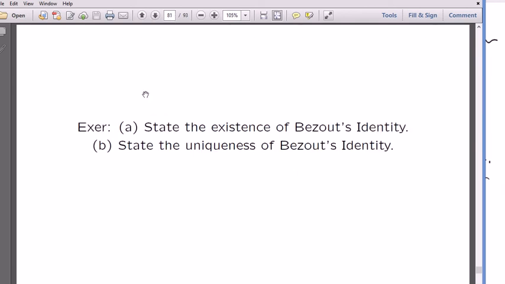Why don't you hide that and make this one of the first exercises today. Don't look at the statement and see if you can separate your statement. What is the existence part in here, and what is the uniqueness part of this Bezout's identity really stating? That's your first exercise. Try to recall what we just saw. What is the existence of a Bezout's identity? What is the uniqueness of a Bezout's identity?